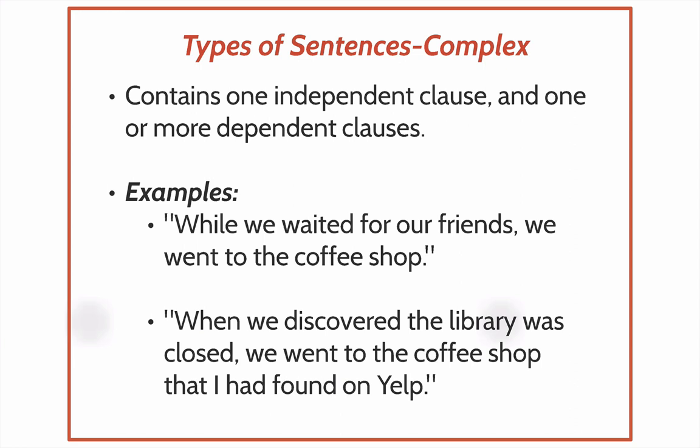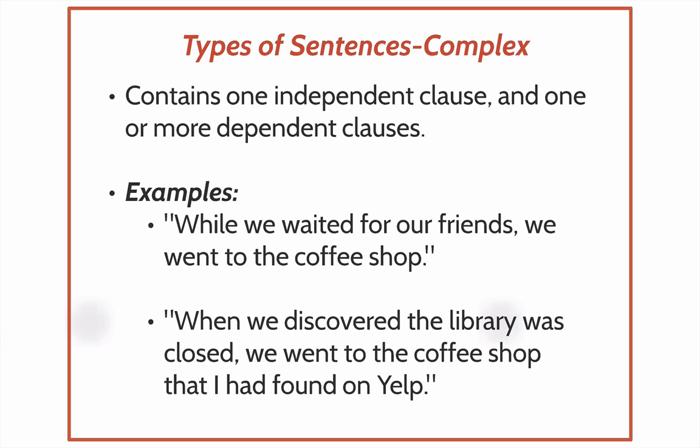So some examples. While we waited for our friends, we went to the coffee shop. Obviously, the first half of that sentence would be the dependent clause that can't function on its own as a sentence. That's a fragment. And the second half would be the independent clause. We went to the coffee shop.